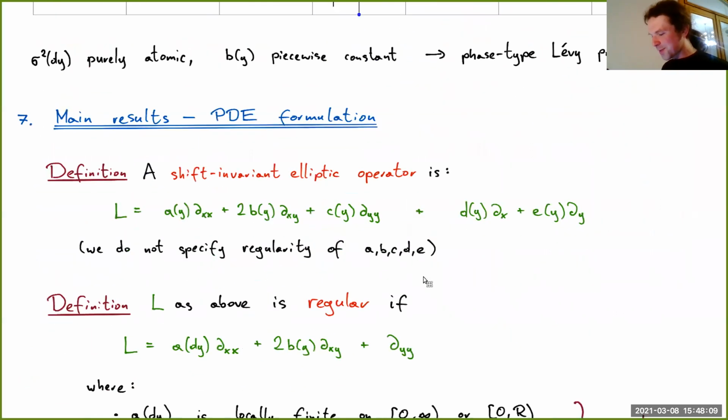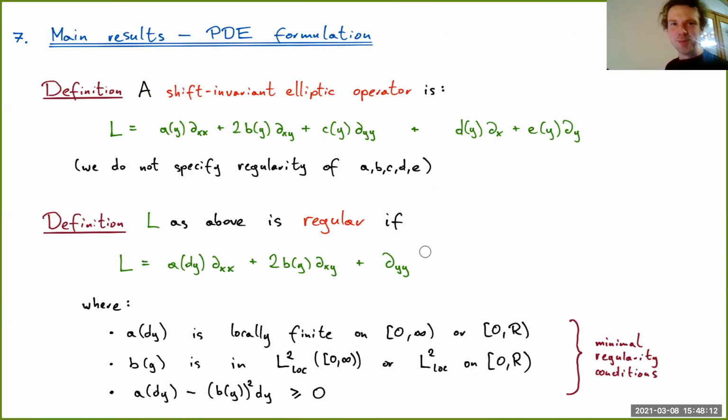Okay, let me come to the section which is perhaps most interesting to at least some of you, PDE formulation. So the definitions are here somehow simpler. A shift invariant elliptic operator is just the generator of a shift invariant diffusion that I already discussed before. So it's a general second order elliptic operator. And I don't really want to speak about the regularity of the coefficients because then you immediately fall into trouble. In fact, what we would only consider is the regular case, in which case the generator of the regular shift invariant diffusion is of that form.